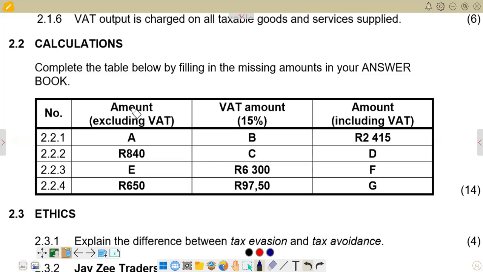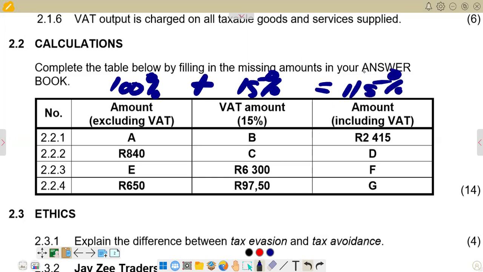You'll see that for the amount excluding VAT, we are always going to present it as 100%. The VAT depends on the rate that we are given in the question. In this question, we have 15%. And obviously now, the amount including VAT would be 100 plus 15%, which is equal to 115%. So this is the proportion that we are going to use when calculating the missing figures. We're going to start by calculating the missing figure, which is A.